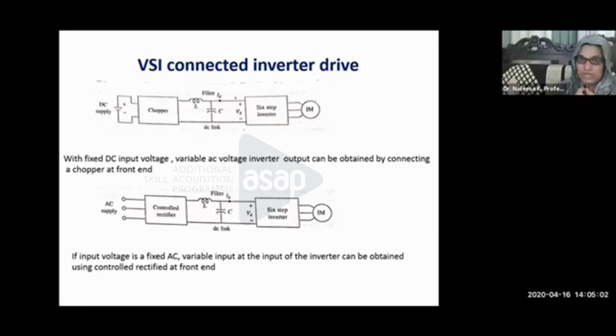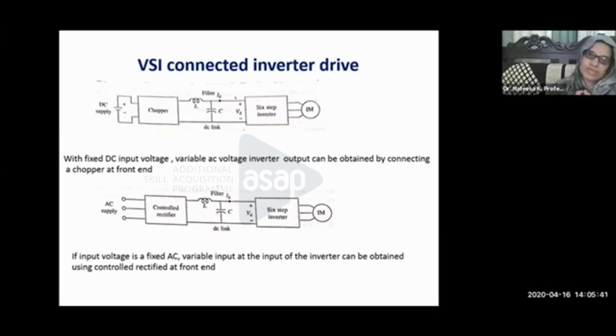So, we are talking about a voltage source inverter fed induction machine. In that, we need to control the speed of the induction machine, and for controlling the speed, we need to vary the frequency and voltage. Varying the frequency can be done by controlling the turn-on period of the switches in the inverter. And for controlling the voltage, you can control it by varying the input voltage.